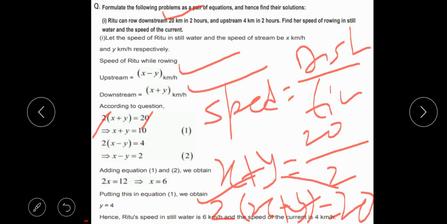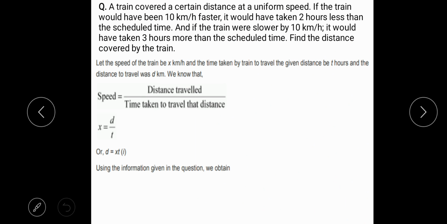Again this is your very important question. Now let's start with your next question. Next question is your train problem, related with your train.